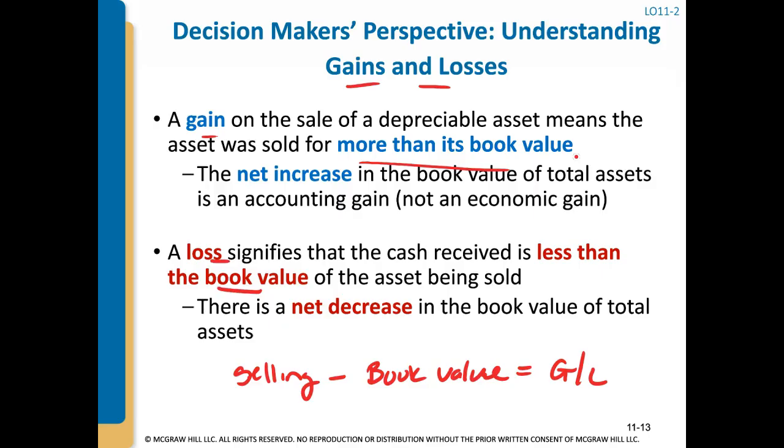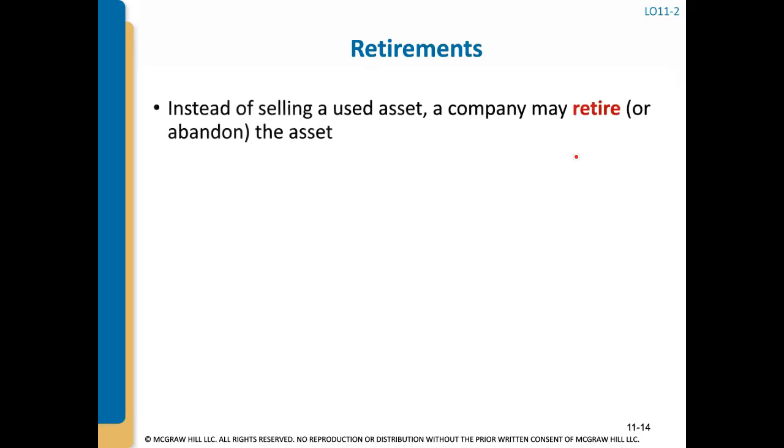Let's talk about gain. That net increase, when you record a gain in your income statement, it's just a book gain. It's an accounting gain. It's not an economic gain. Meaning you do get the money for it, but that gain is not based on the fair value of the asset that you sold. It's based on the book value. So that's just something to keep in mind.